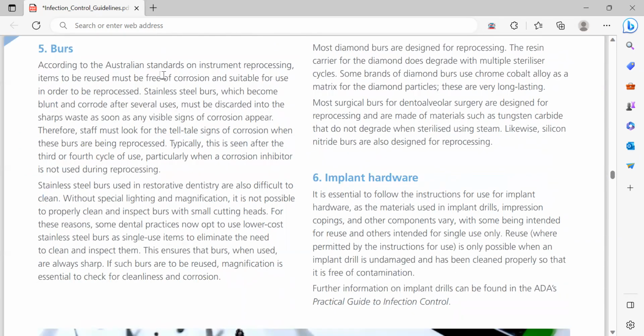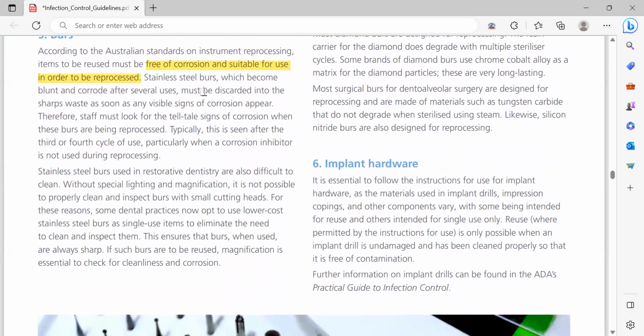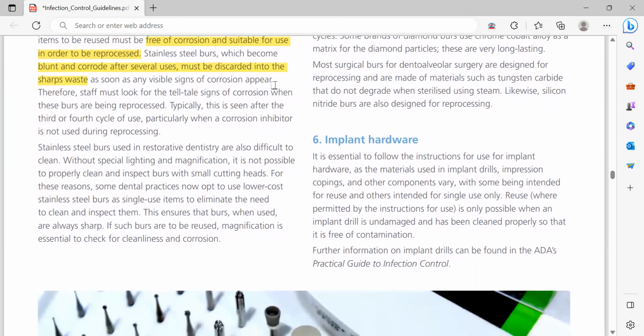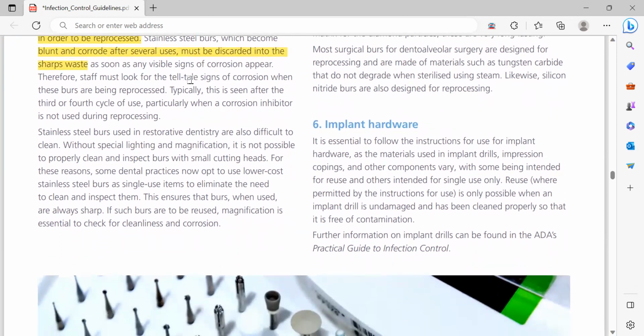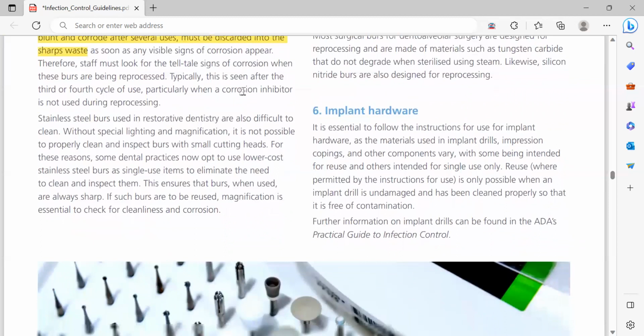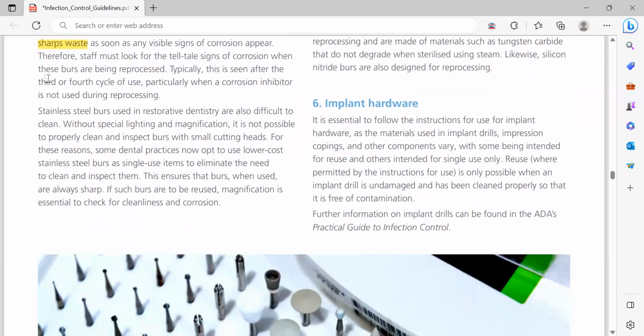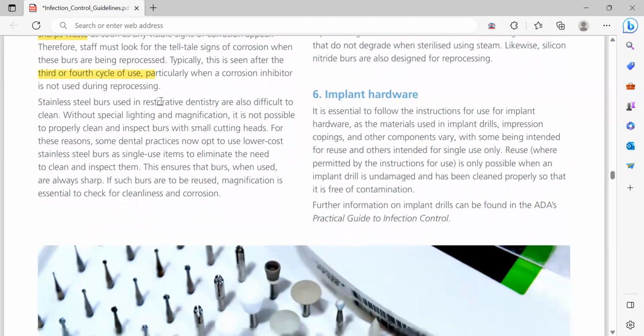Then burrs. According to the Australian standards on instrument reprocessing, items to be reused must be free of corrosion and suitable for use in order to be reprocessed. Stainless steel burrs which become blunt and corrode after several uses must be discarded into the sharps waste as soon as any visible sign of corrosion appears. Therefore, staff must look for the telltale signs of corrosion when these burrs are being reprocessed. Typically, this is seen after the third or fourth cycle of use, particularly when a corrosion inhibitor is not used during the reprocessing.